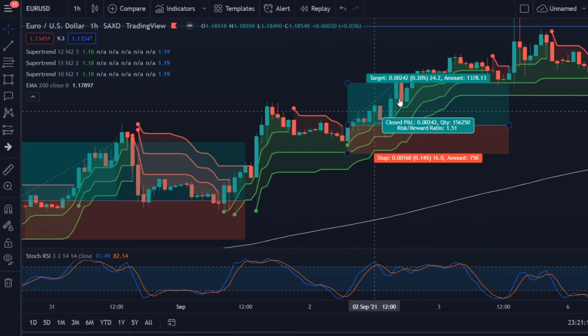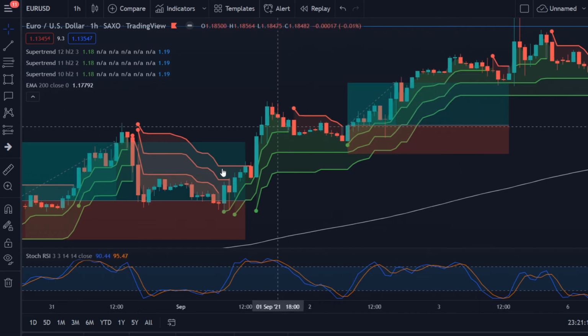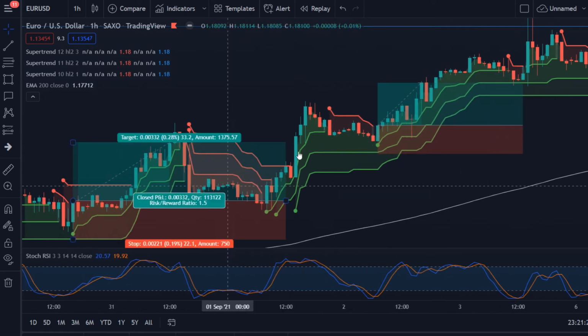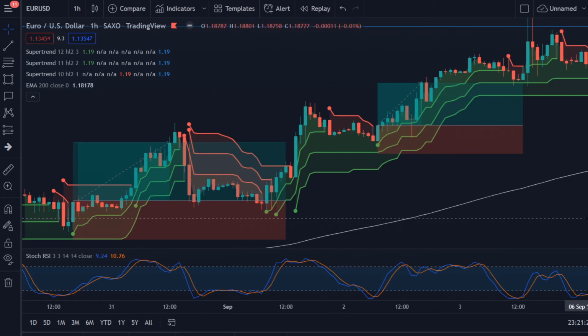So yeah, this is a nice trade as well. 24 pips profit, 1.5 risk reward ratio. So that is a nice example for a buy trade. Yeah, we have 2 examples. Let me show you a sell signal as well.